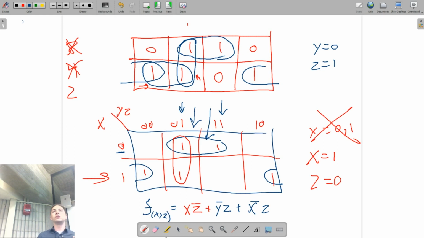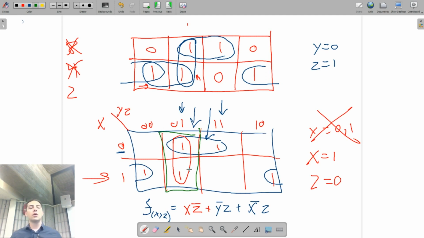Move it over a little bit. Sum of products form. It is not necessarily the most optimal to implement, though. Yes? The Y bar Z? Yes.